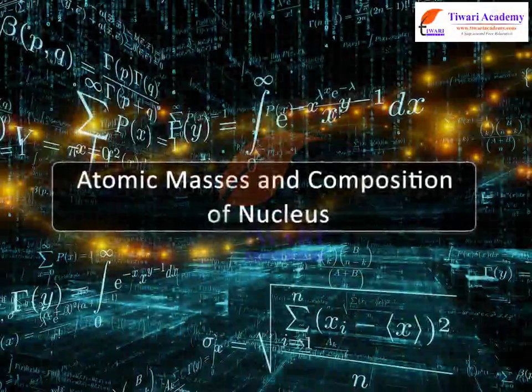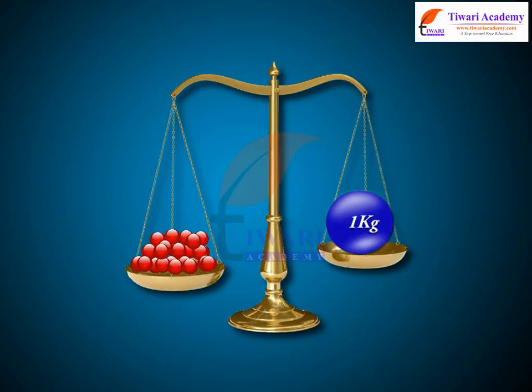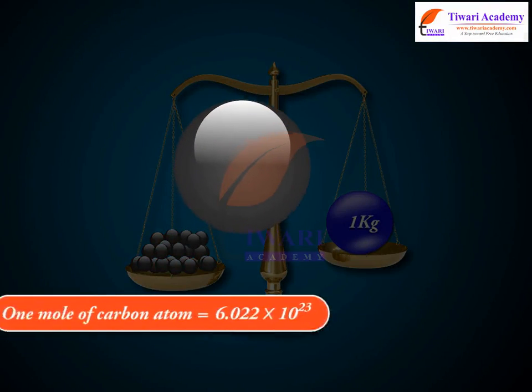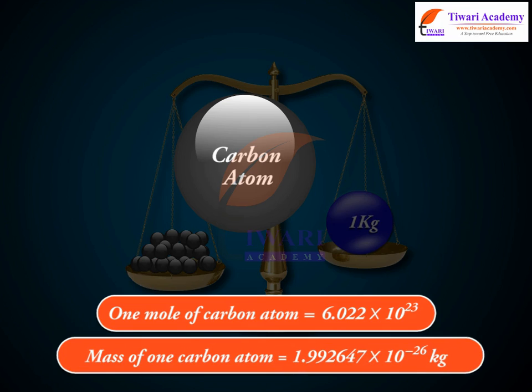Atomic masses and composition of nucleus. The mass of an atom is very small compared to a kilogram. 1 mole of carbon atoms, which is equal to 6.022 × 10^23 atoms of carbon, weighs only 12 grams. The mass of one carbon atom is 1.992647 × 10^-26 kg.